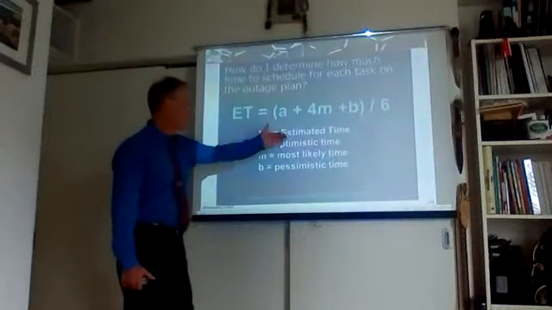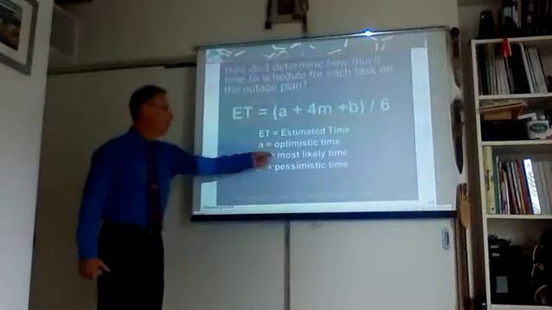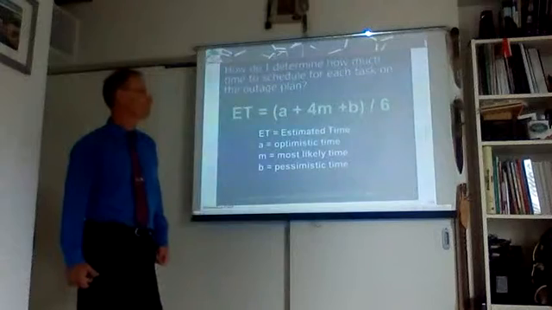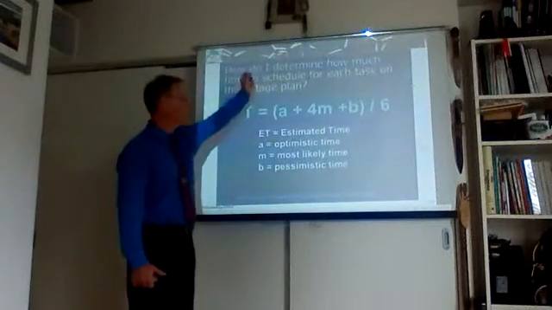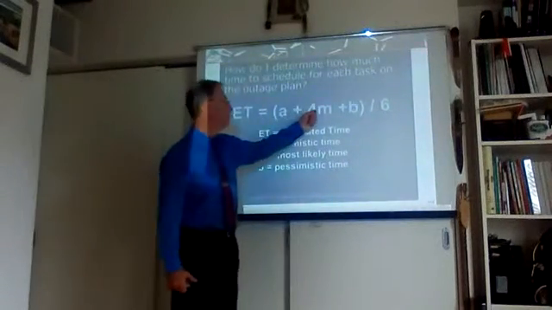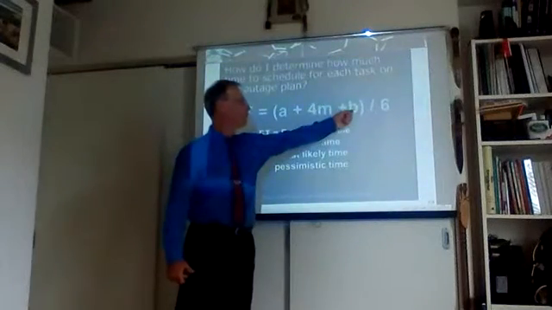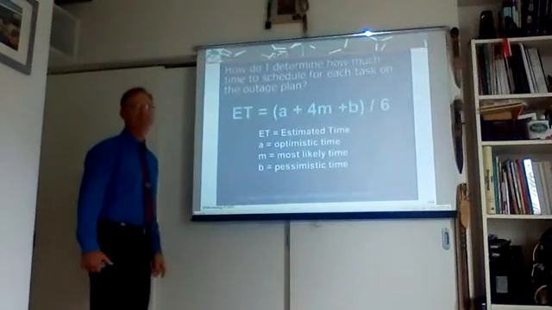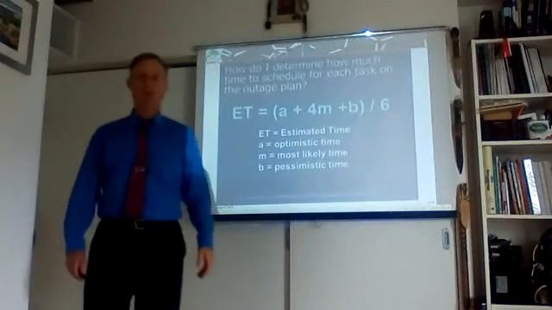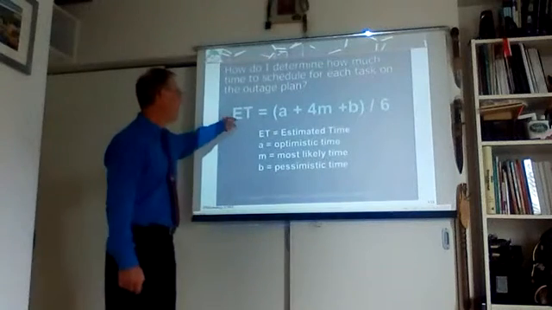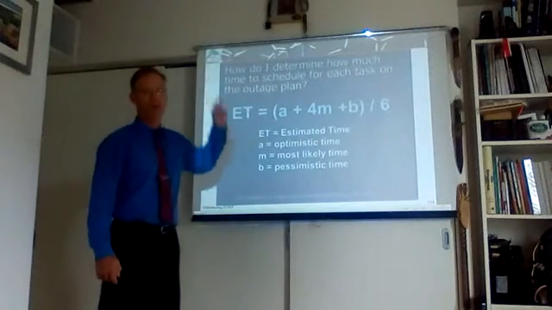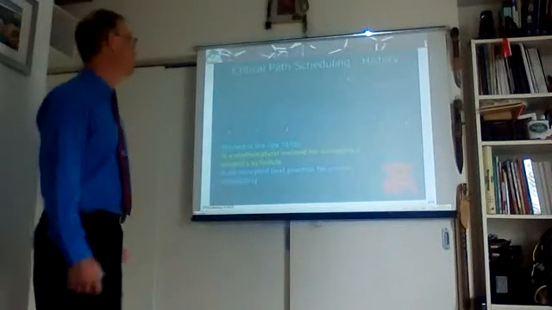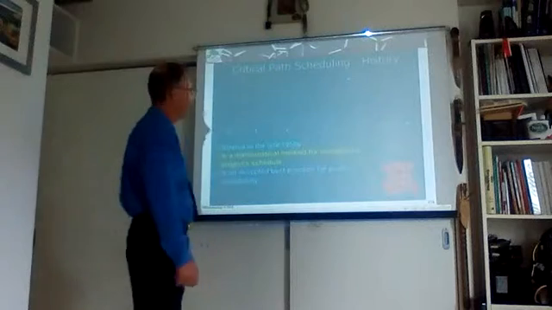So we add together the optimistic and the pessimistic, and 4 times the most likely. Altogether we have 6 components: 1, 4, and 1, which makes 6. Divided by 6 will give us the average, and that's exactly what we are looking for. What is the average of estimated time for each and every job and maintenance task we're supposed to do?